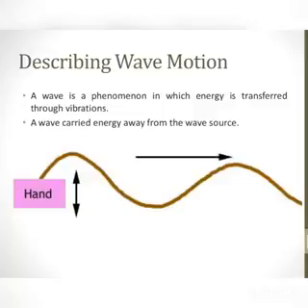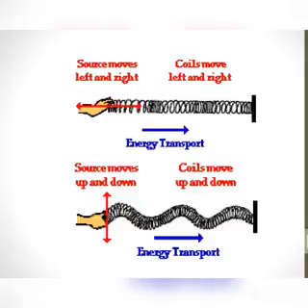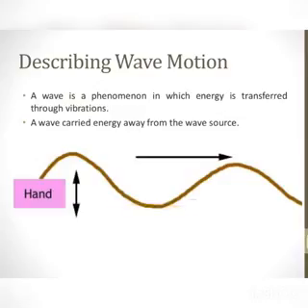without the transfer of material. So here you can note that the hand is moving up and down, vibrating at its fixed point, and the particles of the rope are also vibrating about their fixed position up and down, and the wave is traveling, and the wave is transferring the energy in this forward direction. Fine. Next is how the waves are produced in the rope.